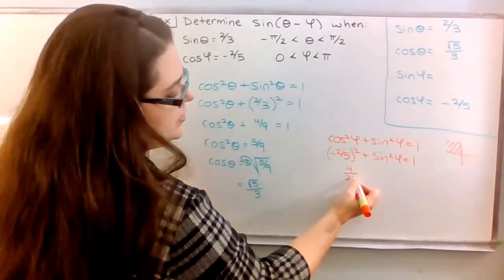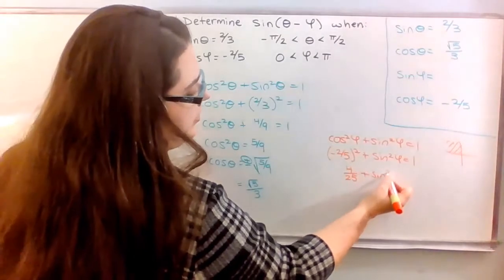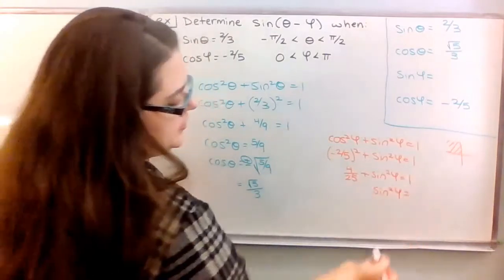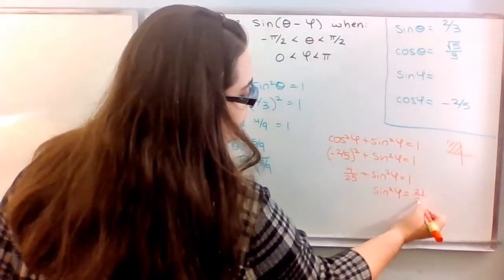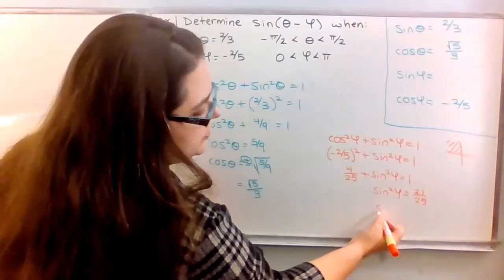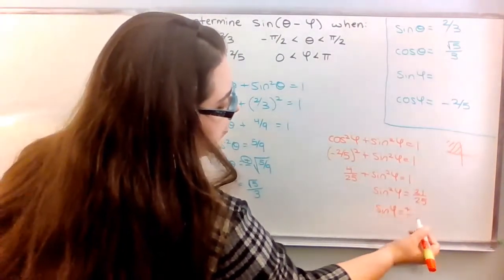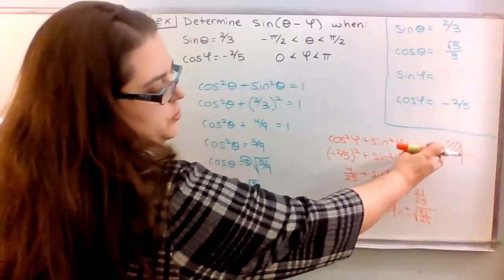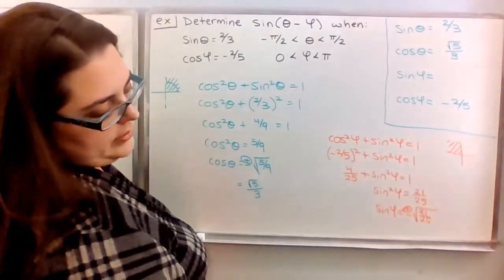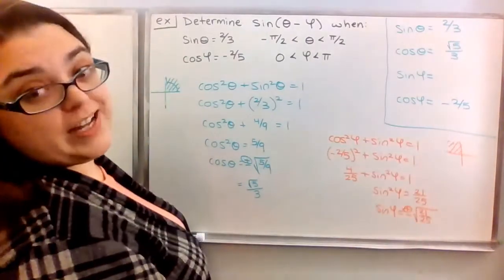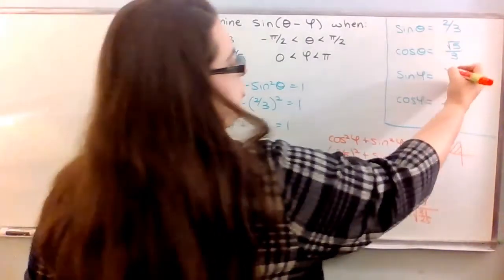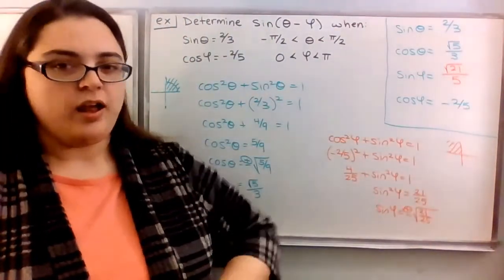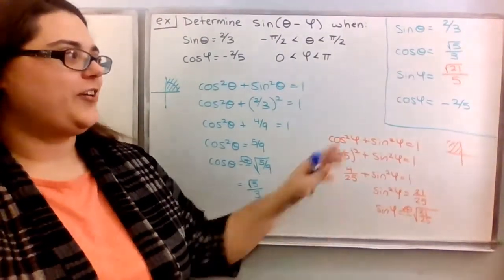So 4/25 plus sine squared phi is 1. This means that sine squared phi is going to have to be, is that 21/25? So sine of phi will be plus or minus the square root of 21/25. Because we're up in quadrant 2, we want the positive. And then this will be √21/5. So sine of phi is going to be √21/5. All right, so how did we do? Did we find sine of phi okay when we practiced?